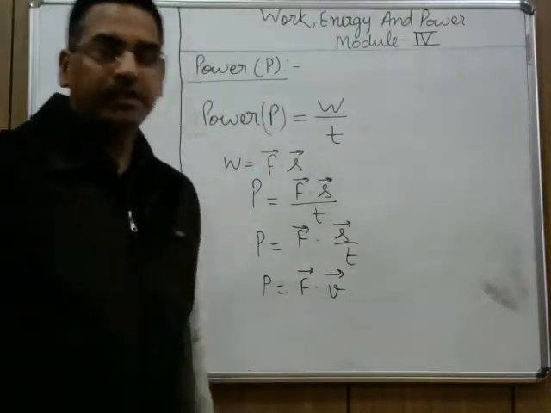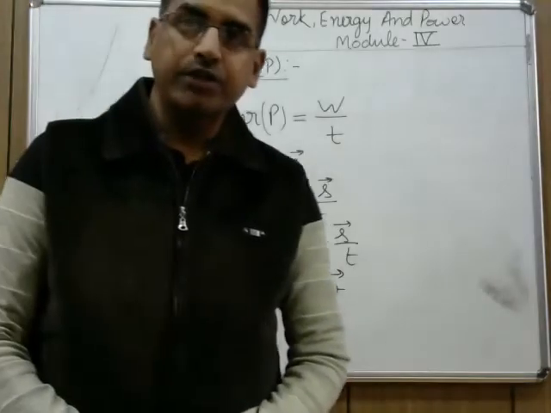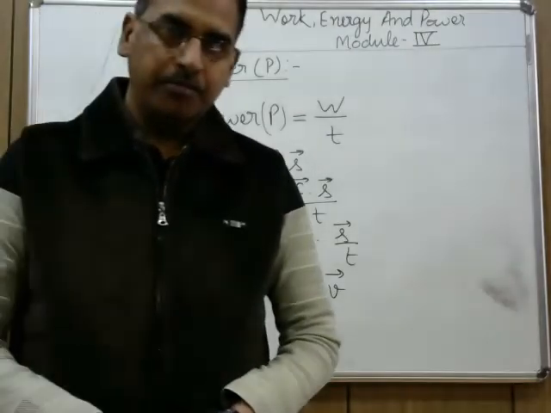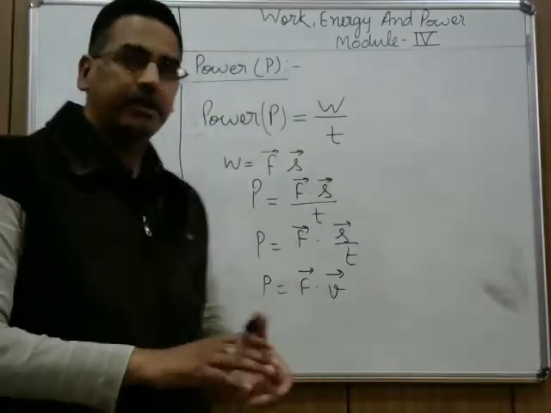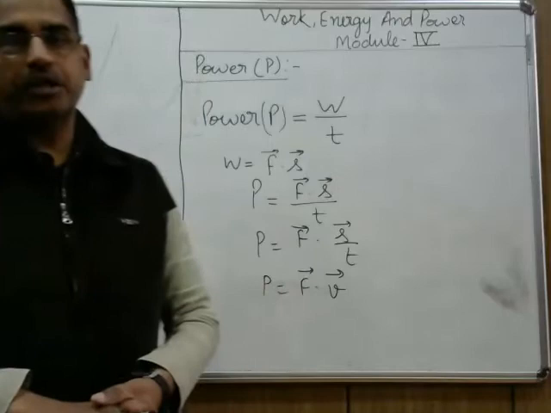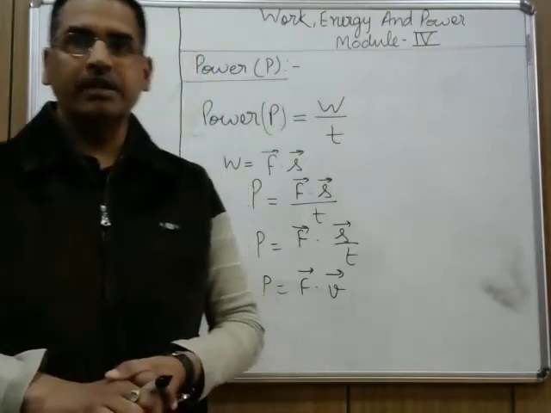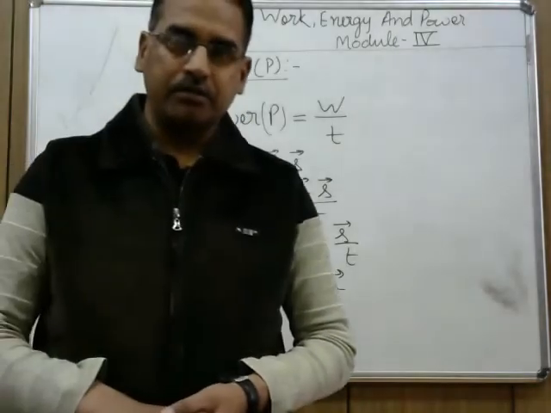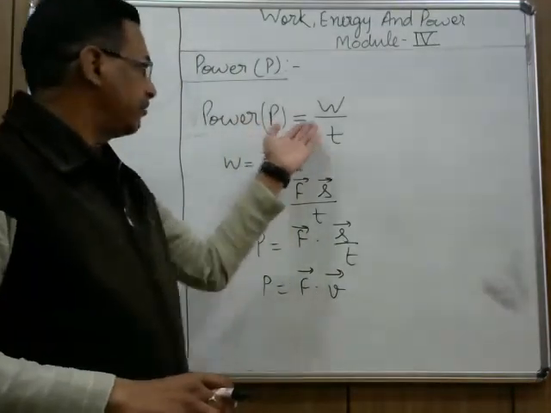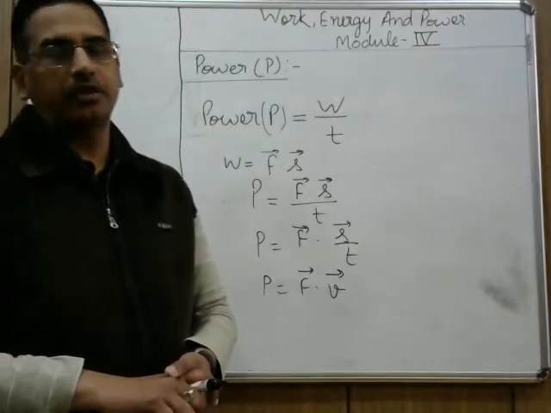From this expression, it is very clear that power may also be defined as a scalar product of force and velocity. Although force and velocity both are vector quantities, their product, which is power, is a scalar quantity. Therefore, power is defined as a scalar product of force and velocity. So, for the definition, you can say either rate of doing work is called power, or scalar product of force and velocity is called power. Formula: P equals work upon time, or P equals scalar product of force and velocity.